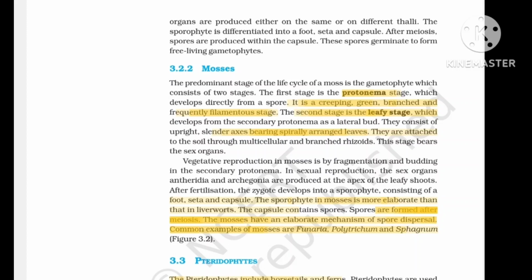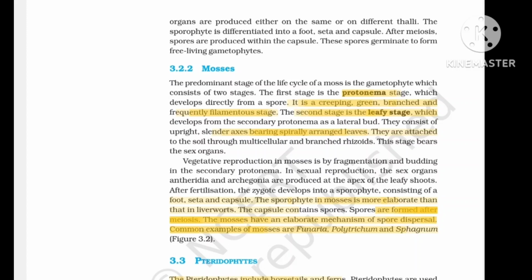And then let's move to the mosses. The predominant stage of the life cycle of mosses is the gametophyte, which consists of two stages. The first one is the protonema stage and the second one is the leafy stage. The protonema is a creeping, green, branched and frequently filamentous stage, and the second one is developed from the secondary protonema as a lateral bud. It consists of an upright, slender axis bearing spirally arranged leaves.